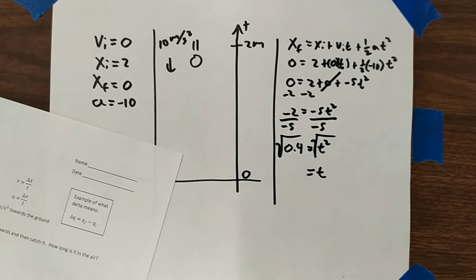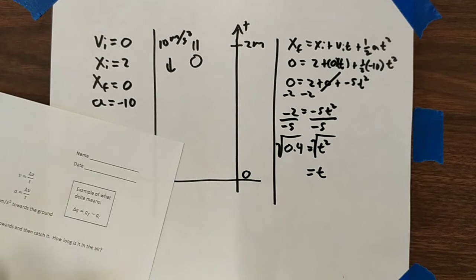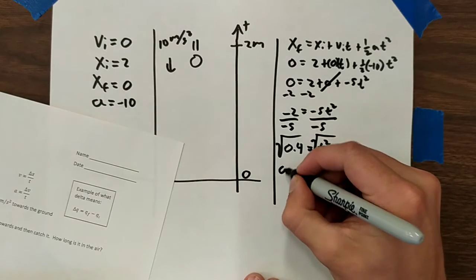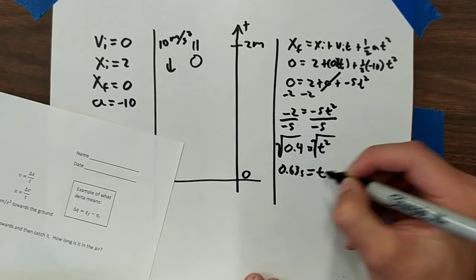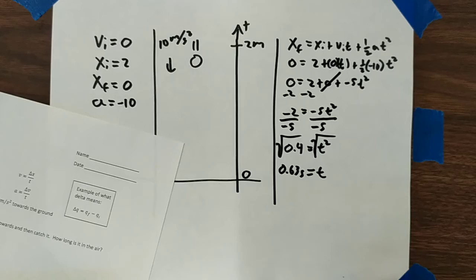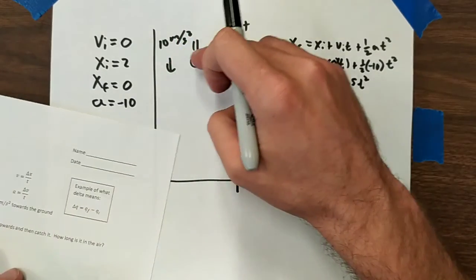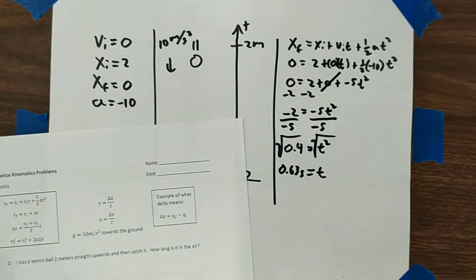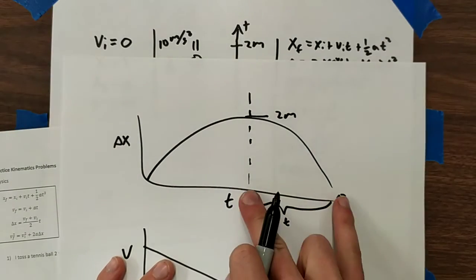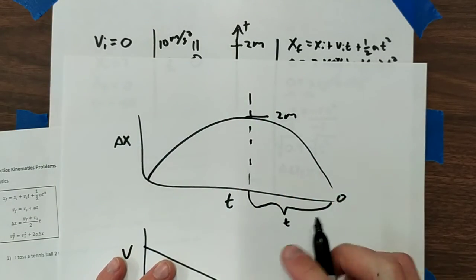The square root of 0.4, we get 0.63 seconds is equal to t. That's the time it takes for something to fall from 2 meters back down to 0 meters. So that's the time right here, going from 2 meters back down to 0.